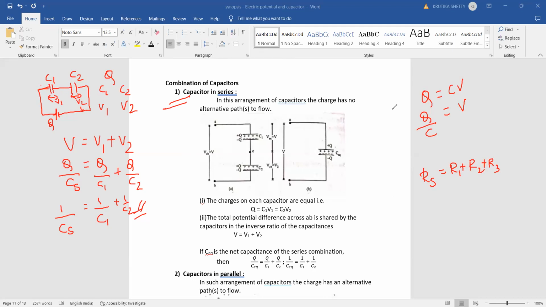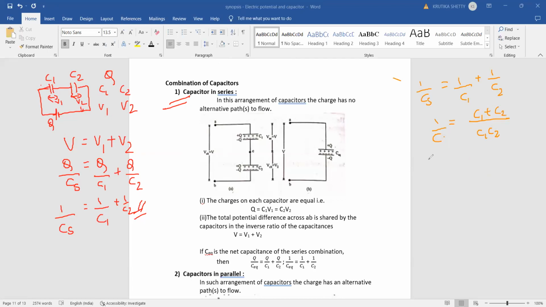So you can simplify this equation and keep it. Note down this formula for the capacitors in the series combination. So here, 1 upon CS is equal to 1 upon C1 plus 1 upon C2. Tell me, what is the LCM? It will be C1 into C2. So I can cross multiply here, therefore it becomes C1 plus C2.